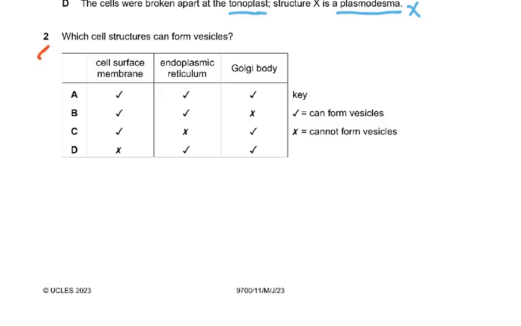Now question number 2: which cell structures can form vesicles? Cell surface membrane, endoplasmic reticulum, and Golgi body. You know Golgi vesicles, you know the endoplasmic reticulum buds off secretory vesicles, and the cell surface membrane forms phagocytic vesicles. When a phagocyte engulfs a bacterium, that's called a phagocytic vesicle. So the answer is A, because all three can form vesicles.